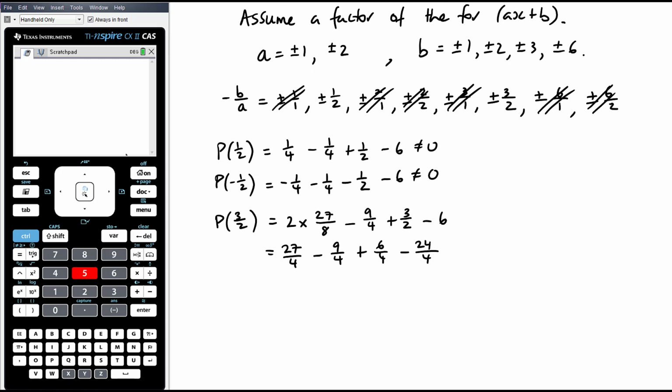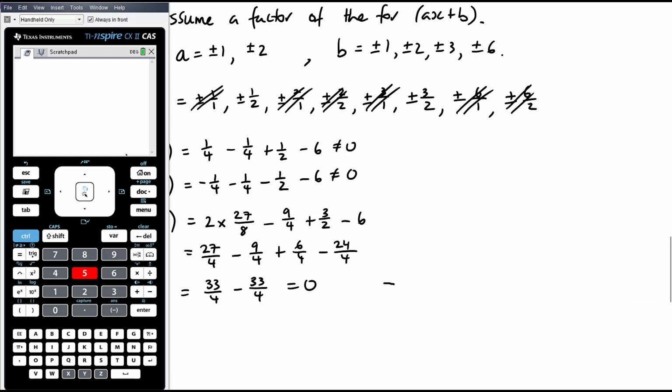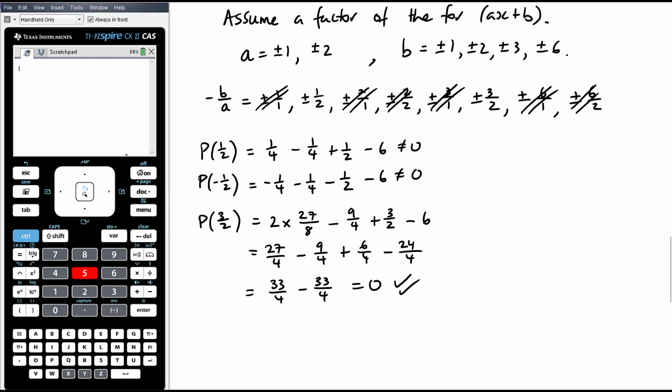Let's see where we're at. Let's add together the two positive ones. 27 on 4 plus 6 on 4 is 33 on 4, and then minus 9 on 4 minus 24 on 4 is minus 33 on 4. So that looks good. That is 0, which is good news. And so that tells us that positive 3 on 2 is a root, because x equals positive 3 on 2 gives us 0, so 2x minus 3 is a factor. Again, you can check it: making that equal to 0 gives you 2x equals 3, x equals 3 on 2, which is what I want.